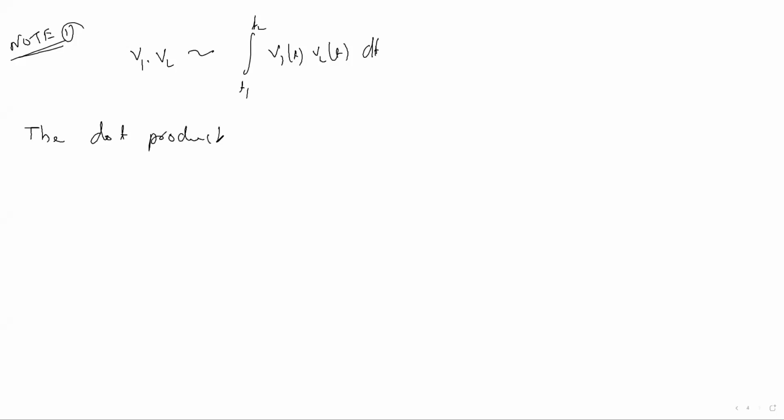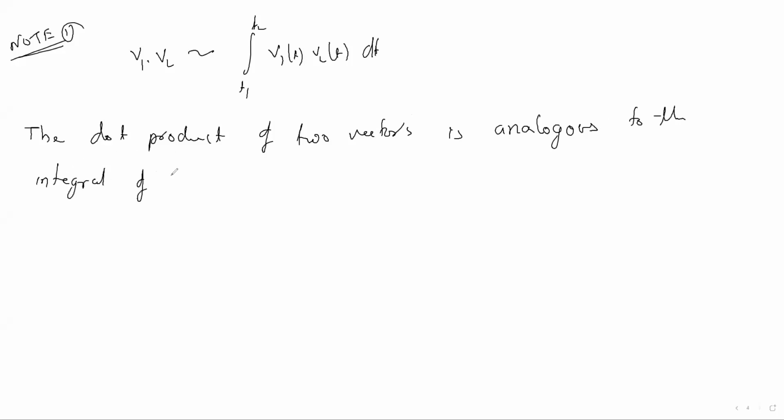of two vectors is analogous to the integral of the product of two signals. Okay, understood? The dot product of two vectors is analogous to the integral of the product of two signals.